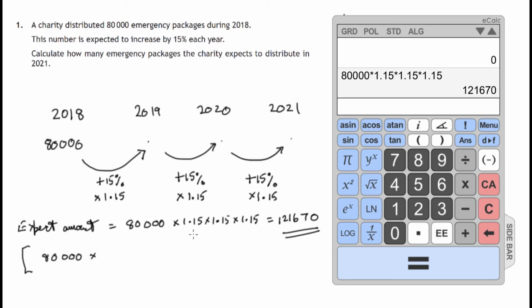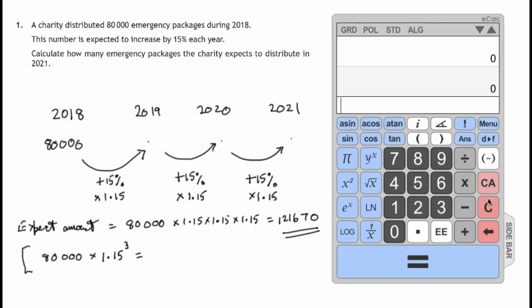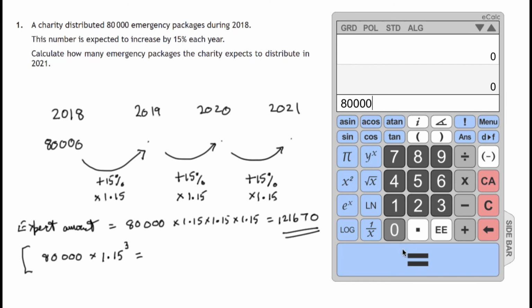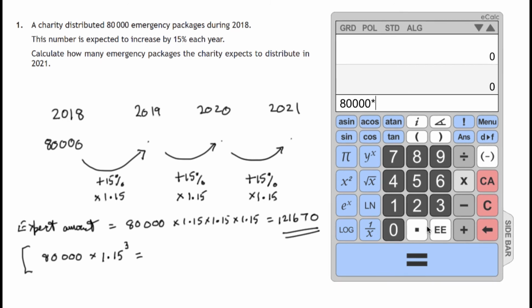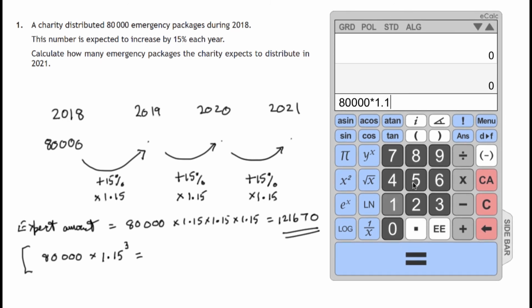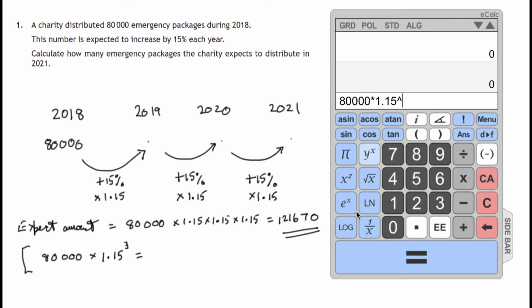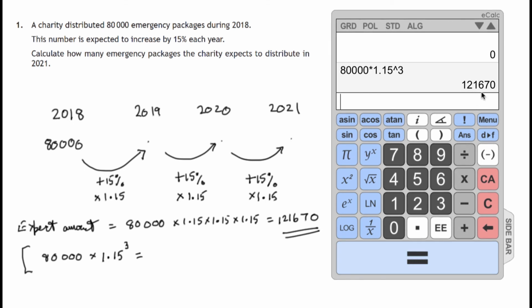Now I said there was a faster way of doing that calculation, and it's noting the fact that if you multiply by 1.15 three times in a row, you've actually multiplied by 1.15 cubed, and that might shorten your calculation slightly. Here it is then. There's 80,000, and we multiply by 1.15 raised to the power, that's this button on this calculator, raised to the power 3. And again, there's your 121,670. So that's our answer.